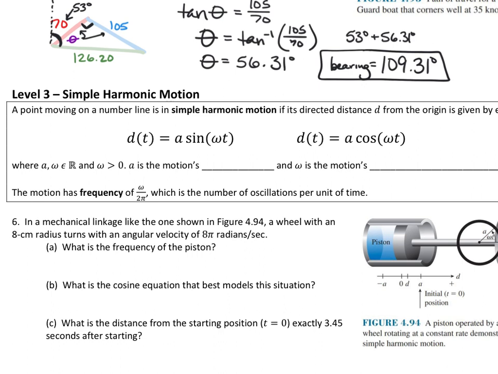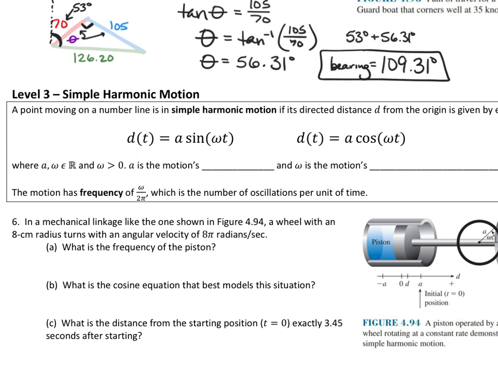Let me back up for a second. These are the formulas for it. The distance from center that an object is at is represented by A, that's your amplitude, times sine of omega t. This is not a W. Do not call it W. It is the Greek letter omega.